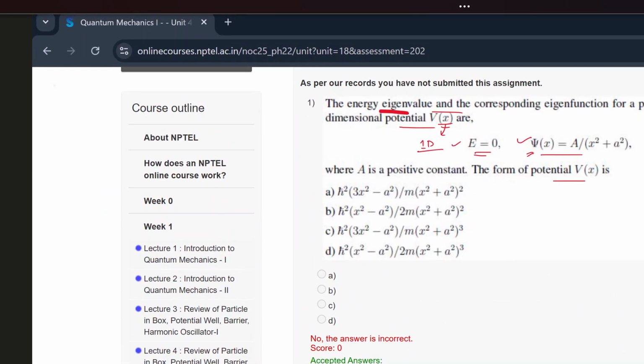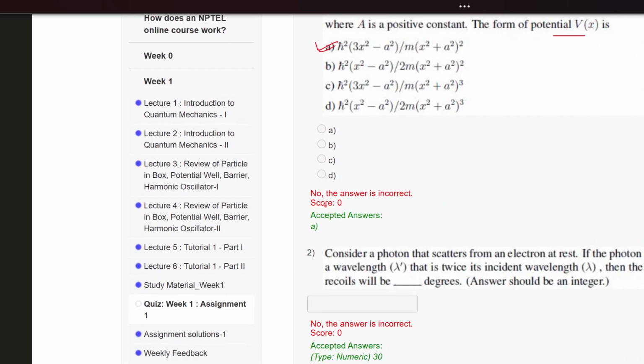So we can choose the correct answer from here. Here already you can see the correct answer is A, so we have got A exactly, right? Now move on to question number 2.